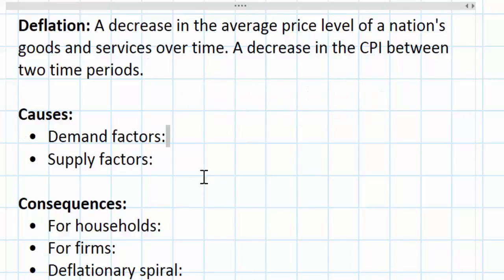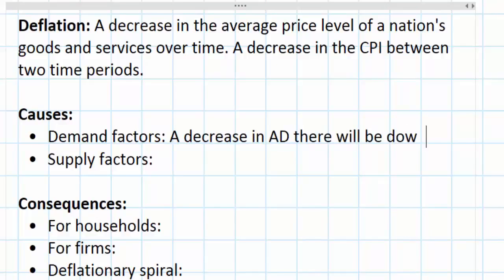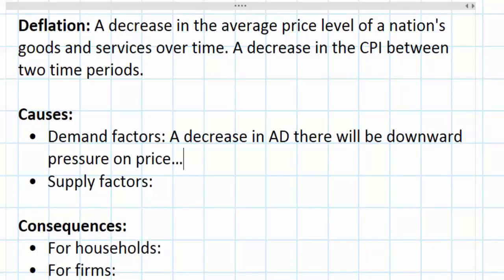So let's talk about the demand factors that could cause a nation to experience deflation. Obviously, if there's a decrease in aggregate demand in a nation, there will be downward pressure on prices. Now, this doesn't mean that there will immediately be deflation. So at first, a country might experience disinflation. Disinflation is distinct from deflation because it is not a negative inflation rate. Rather, it is a decrease in the inflation rate from a higher level to a level closer to zero, but not negative. After a nation has experienced disinflation, if aggregate demand remains weak, that nation might begin experiencing deflation.